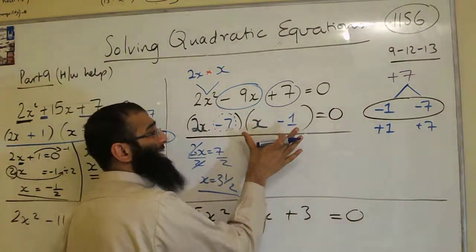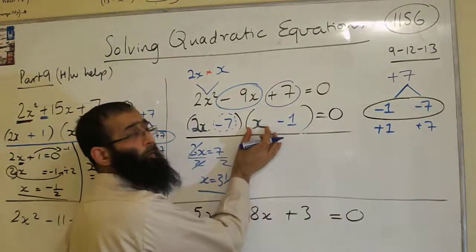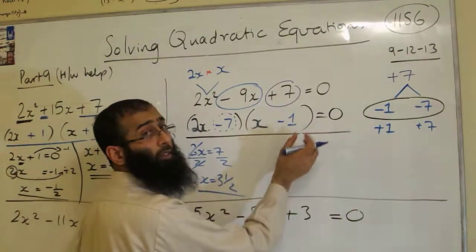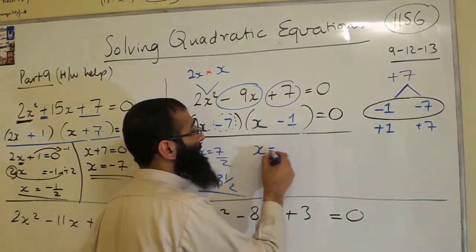Now, if we make this bracket equal to nought, well, that part's already minus 1. So that means this part must be plus 1, because 1 take away 1 is nothing. So here we can just solve this one by sight. So x is equal to nought.